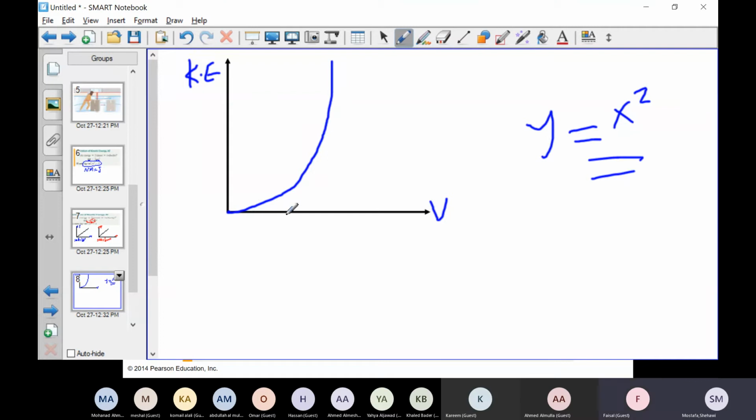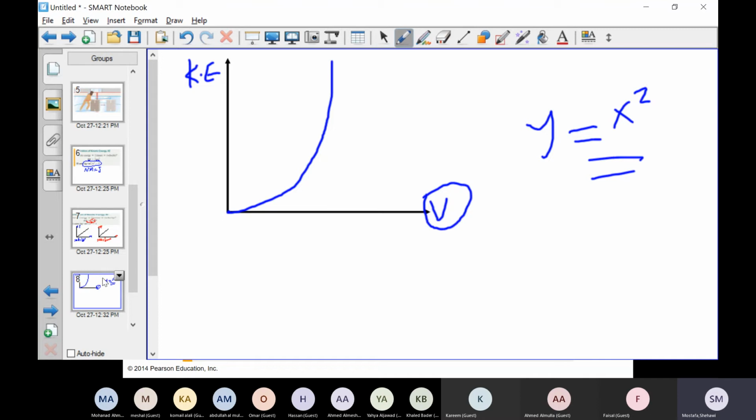I kind of forgot the problem, Mister. Can you re-explain it? If I draw only velocity here and want to find the relation between kinetic energy and velocity, we'll have a relation line like this, not a straight line. I want to say that right now, okay?